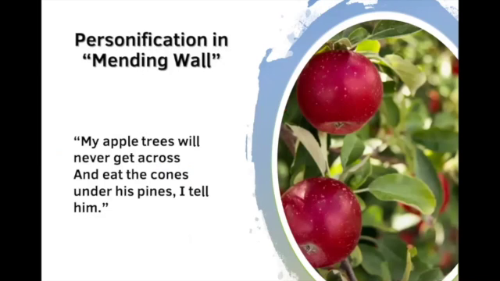So then we have the Mending Wall, which you guys read the second day of the unit. "My apple trees will never get across and eat the cones under his pines, I tell them." So apple trees being able to come across, but really apple trees being able to eat anything. This author doesn't mean that they can actually eat anything. What he's talking about is them combining and destroying his pine trees.